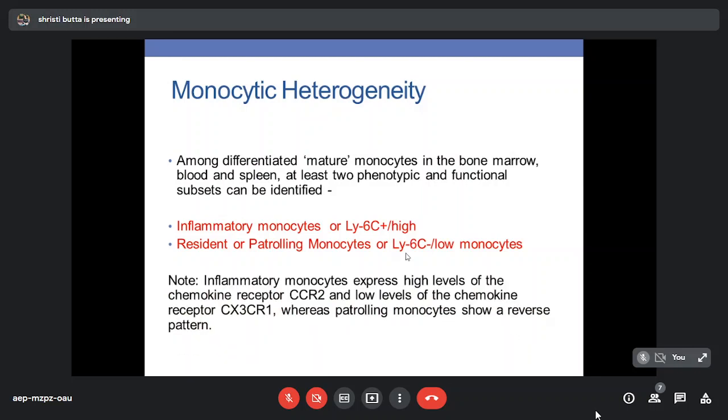Now, the inflammatory monocytes express very high levels of the chemokine receptor CCR2 and a low level of the chemokine receptor CX3CR1, whereas patrolling monocytes show a reverse pattern. Okay, this is again very important. Let's see, it's all associated with diseases, you know.